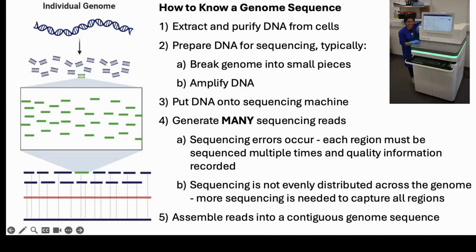So you end up sequencing regions multiple times, maybe 10s or 20 times, just to be confident that sequencing errors aren't underlying what might seem to be a genetic variant. And then also sequencing is not evenly distributed, meaning that you need to sequence more to capture all of the regions. And what this means is that you need to get a lot of data, right?